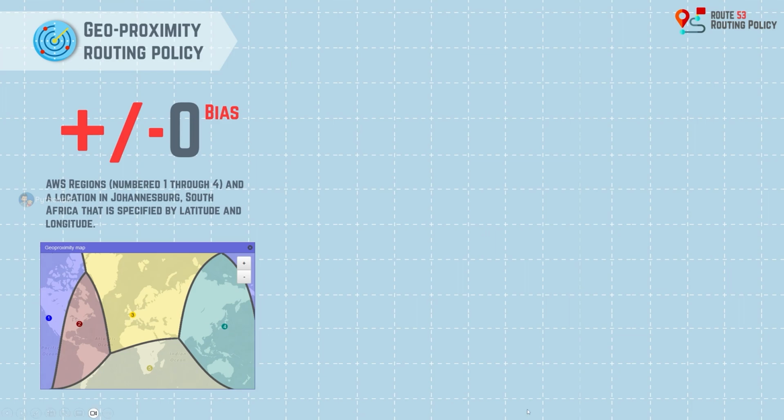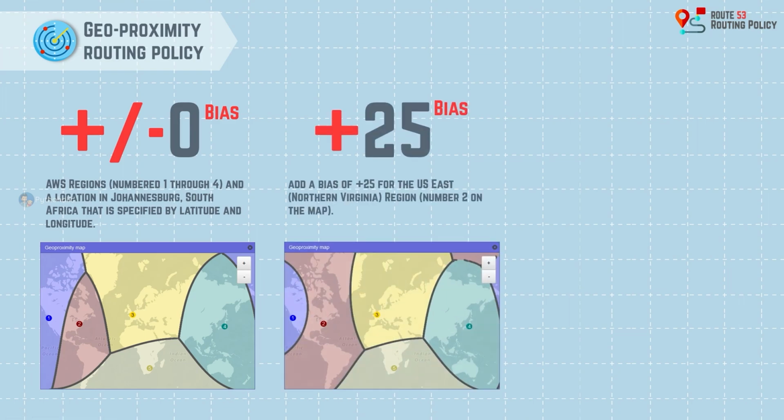Let's give expand value or expand bias to US East region, North Virginia, which is the number 2 in the map. So here you can see when we added a plus 25 bias, now the traffic is routed to the resource in that region from a larger portion of North America than it was previously, and from all of South America. Previously, as you can see here, this was a narrow zone, and we increased the bias of plus 25 for US East North Virginia. You can see there's a lot of region that has been covered here. So we are trying to be biased towards North Virginia by increasing the bias with a positive value and expanding this.